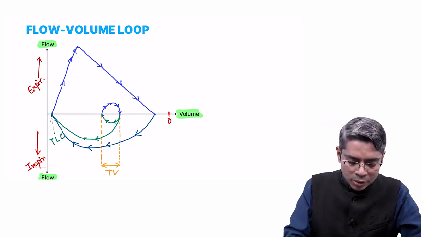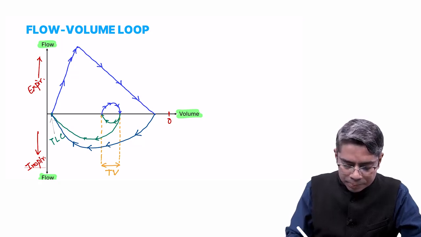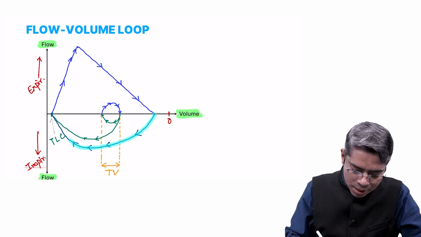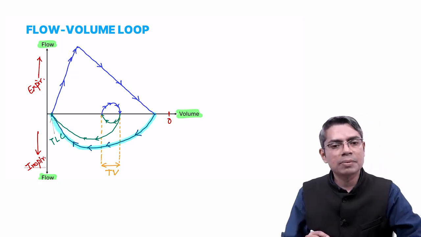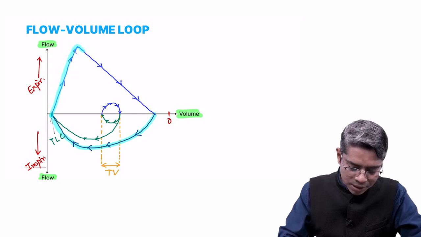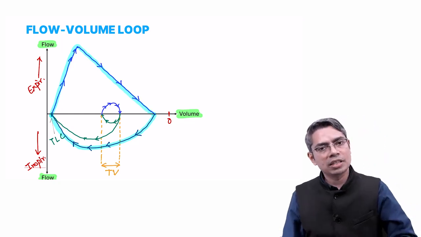Now you look, I am completing this loop. Inspiration, this is the end of inspiration, maximum inspiration, and then the person is doing expiration, flow rate decreasing, and the person is reaching the end of forceful expiration.